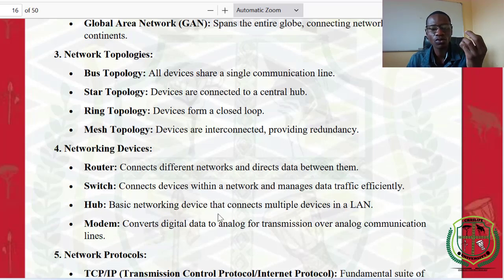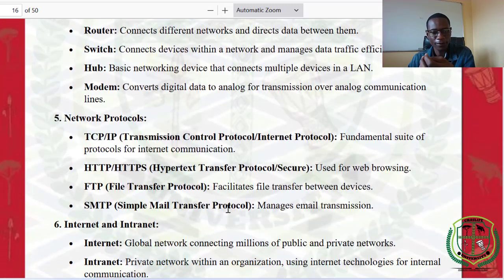Then we have a modem. Modems this time around are changing shape, and some of them are actually coming out of use. A modem converts digital data into analog for transmission over an analog communication line. It's also a network device, and it provides you access to the network.